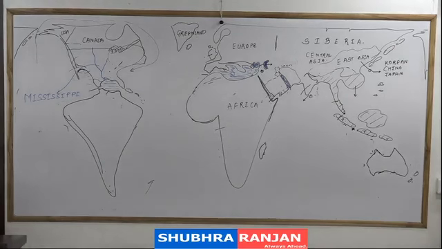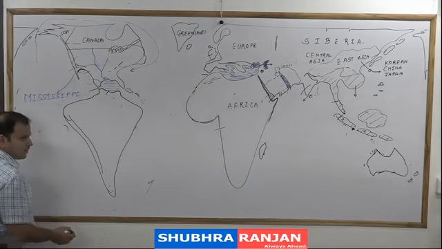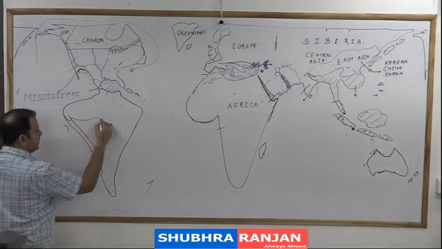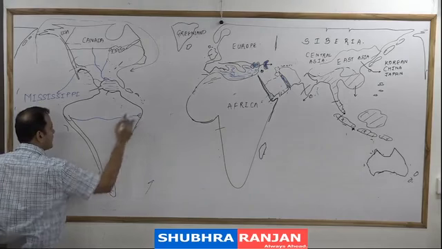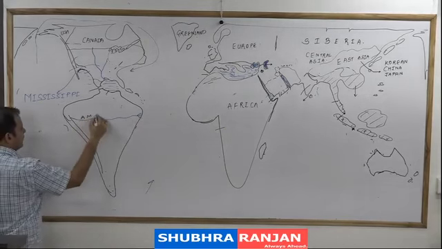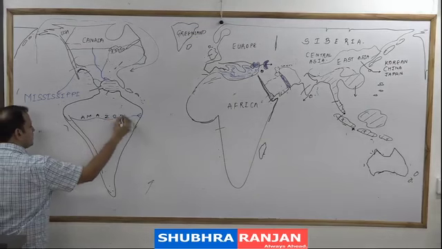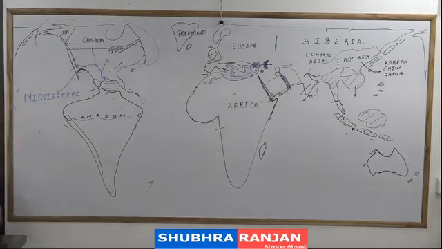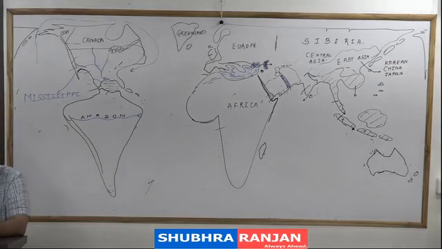Which is the largest river in the world? Nile? The largest river in the world is river Amazon, which runs parallel to the equator. The largest river in the world is Amazon. The longest river in the world is Nile. Long length, large volume of water.